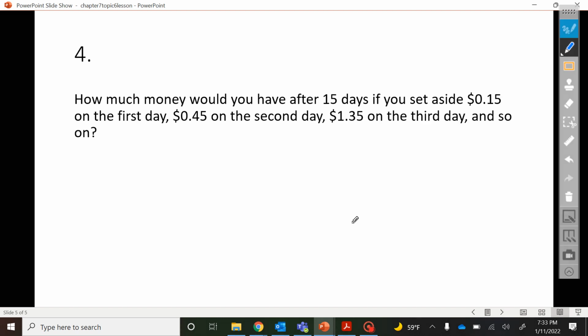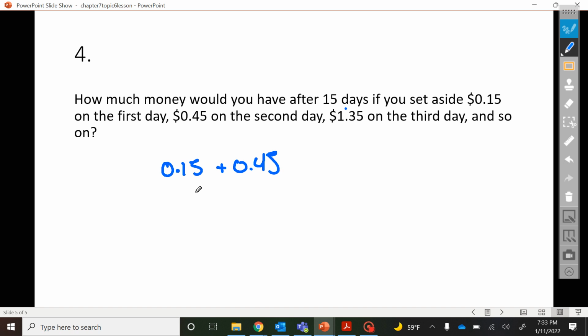All right, last example here. So you're trying to save money. How much money would you have after 15 days if you set aside 15 cents on the first day? Okay, so first day, we're setting aside 15 cents. The next day, second day, we are setting aside 45 cents. That 45 cents is now being included with our 15 cents.